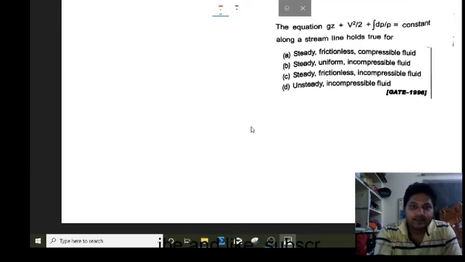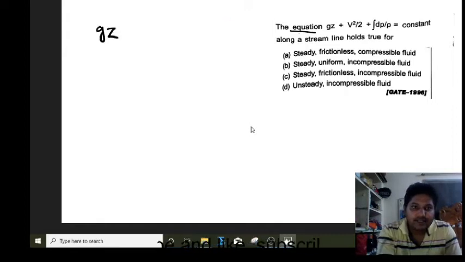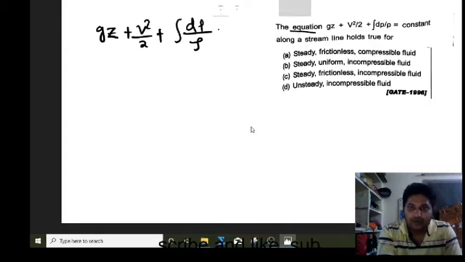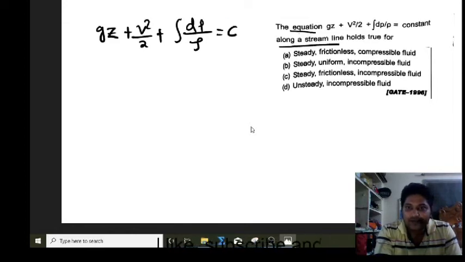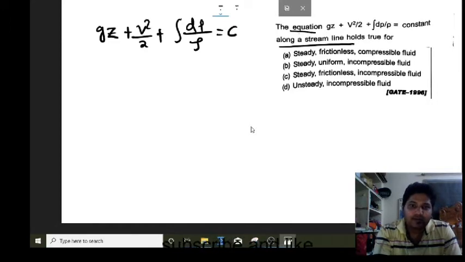So in this question, the equation is given: gz plus v square by 2 plus the integration of dp by rho will be equal to constant, and this is valid along a particular streamline. This equation is nothing but a form of the Euler equation. If you integrate the Euler equation, it comes out to be the Bernoulli equation.